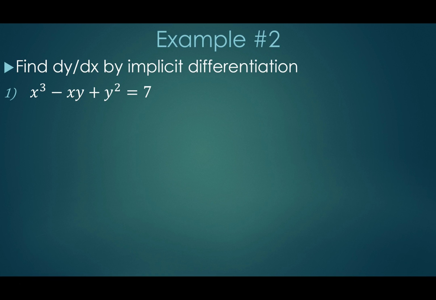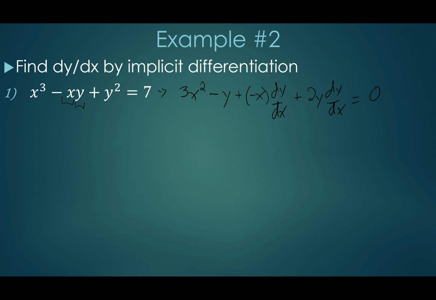So for example, this one. The derivative of x cubed is 3x squared. Now, negative xy is a product rule. The first expression is negative x, the second expression is positive y. So the derivative of negative x is negative 1, so it's just negative 1y. And then plus our first times the derivative of the second, which is simply dy/dx, because the derivative of y is 1. And then plus the derivative of y squared is 2y dy/dx. And that equals 0 because the derivative of a constant is 0.